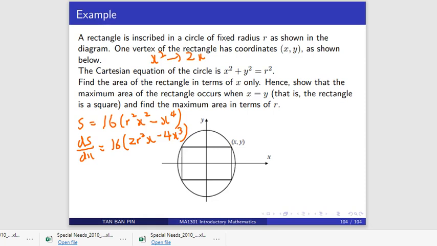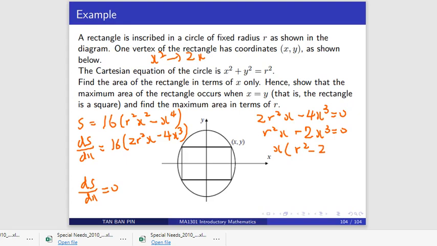And after that, you set dA/dx to 0. That means it's the same as 2r squared x minus 4x cubed is 0. So you can divide by 2. So r squared x minus 2x cubed is 0. Then you can take out x. Then it's x times (r squared minus 2x squared) is 0.